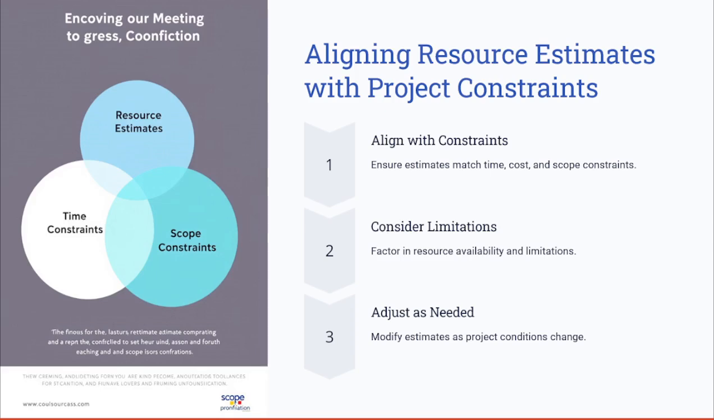Resource estimates should align with the key project constraints, including time, cost, and scope. For example, if there are limitations on budget or time, your resource estimate should reflect these constraints. It's essential to also consider the availability of resources and any potential limitations that could impact the project. As conditions change during the project lifecycle, you may need to adjust your resource estimate to maintain alignment with overall project objectives.